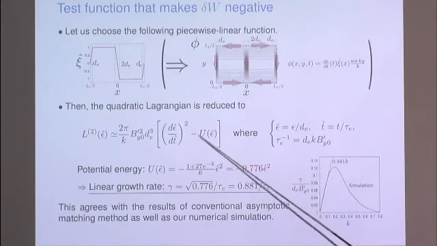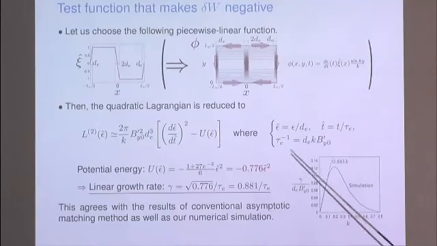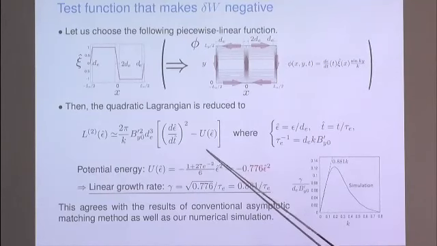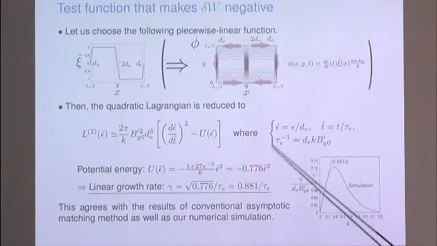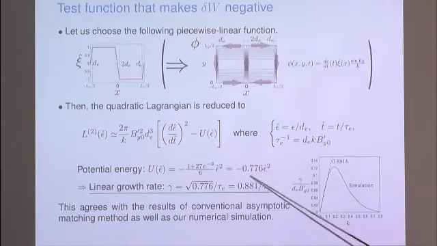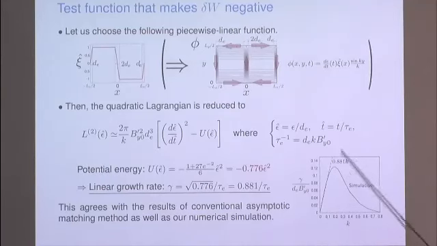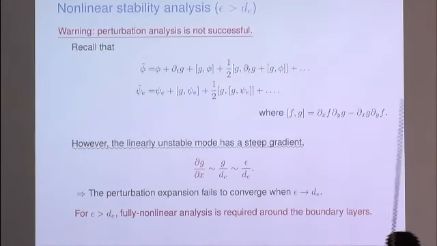And this is the potential energy in terms of some normalized variables. The potential energy is evaluated like this. So this immediately gives you the linear growth rate gamma like this, and this agrees with our numerical simulation for smaller k, because I assumed small k from the beginning. So this is linear theory, and based on this, we move on to the nonlinear analysis.